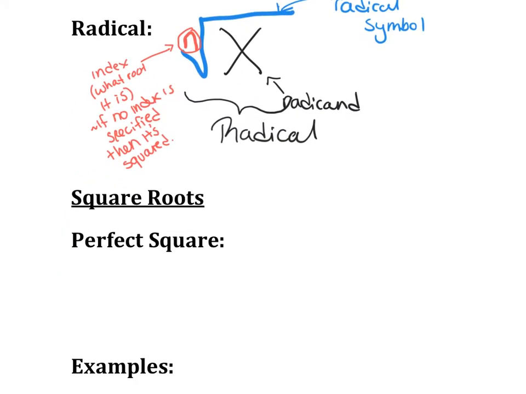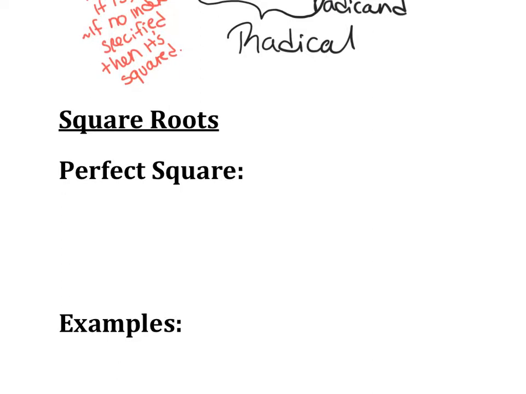Okay, so we're going to be focusing on square roots today. So again, square roots will either just look like the radical symbol with no index indicated, or sometimes there will be the little 2 above that check mark to let you know that it's the square root.